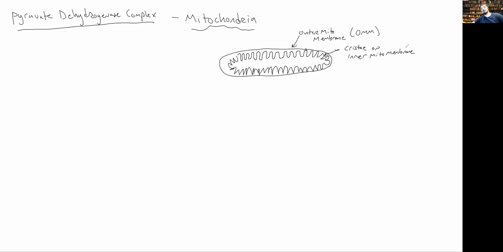And the inner mitochondrial membrane is actually very high in protein. It's about 50% protein, or 50 to 75% protein, and the rest of it is lipids, right? So it's very packed with protein. This is where our electron transport chain happens. Fatty acid processing, a large part of that happens here too, but largely it's electron transport.